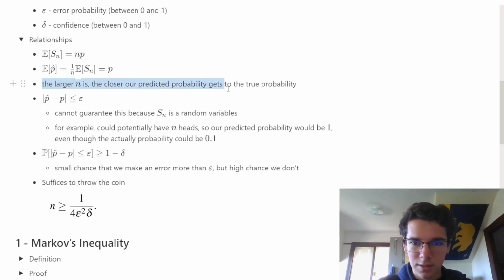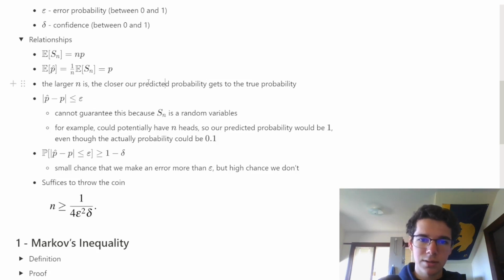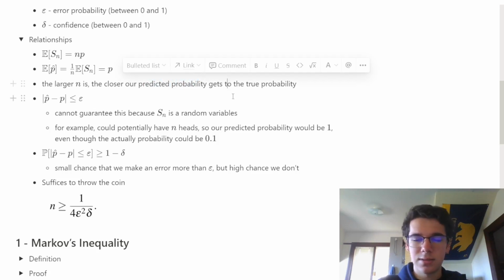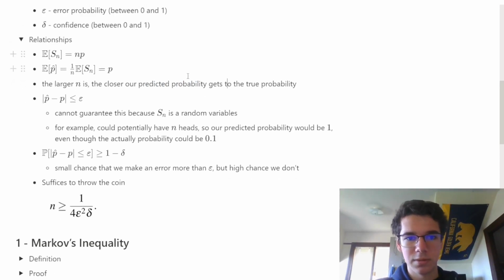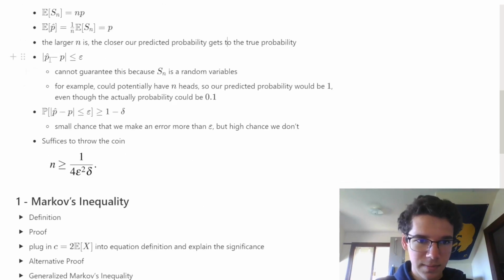And something intuitive, which we'll prove at the end of this note, is that the larger N is, the more coins that we toss, the closer our predicted probability gets to the true probability. That's called the law of large numbers, which we'll look at at the end.